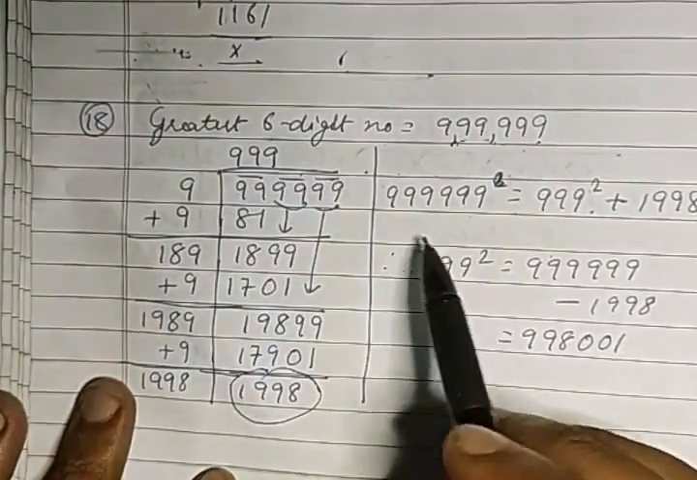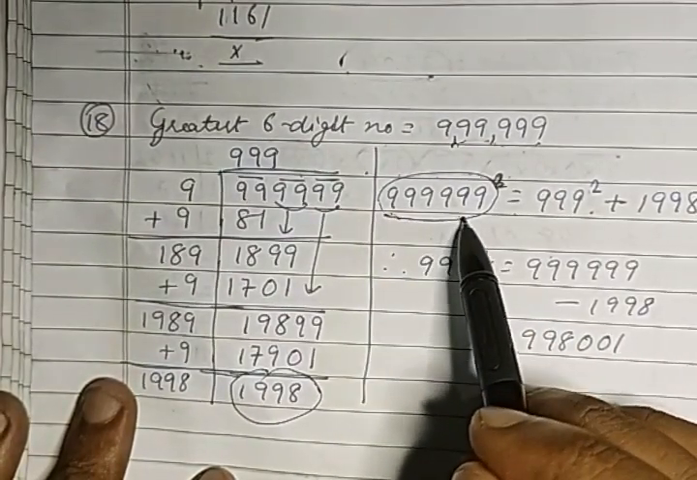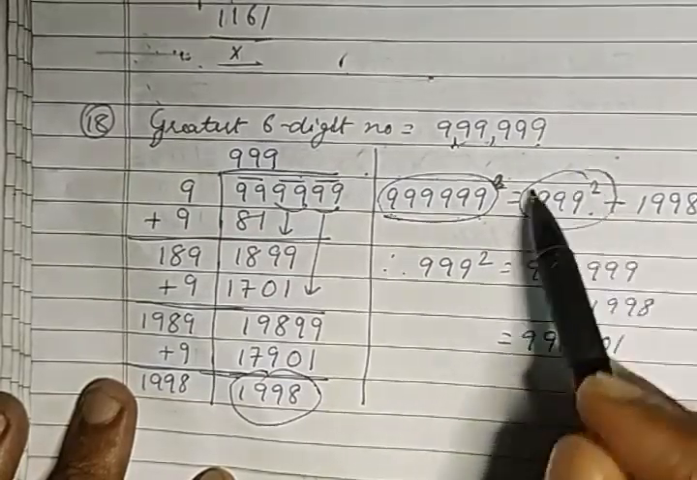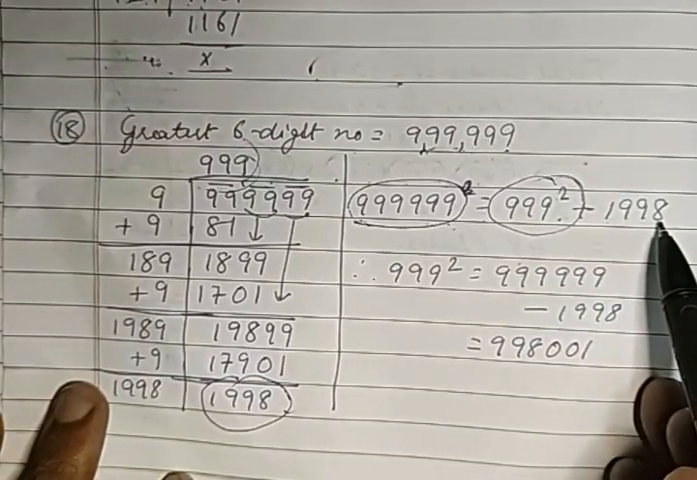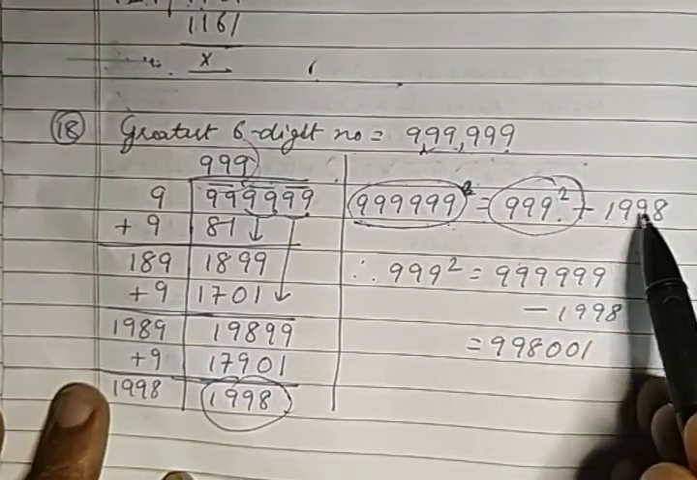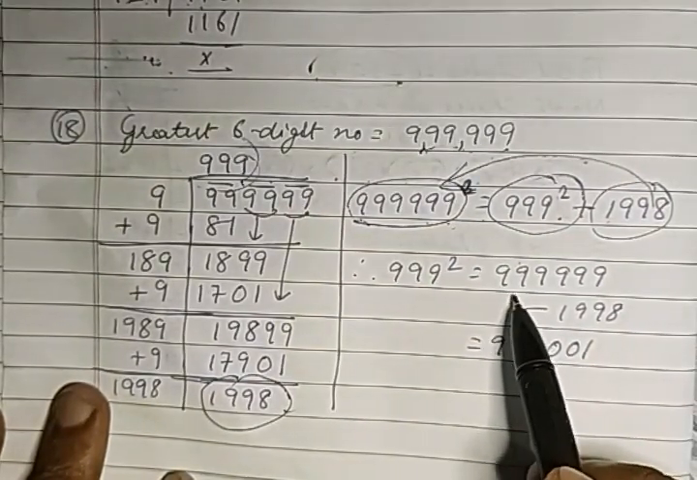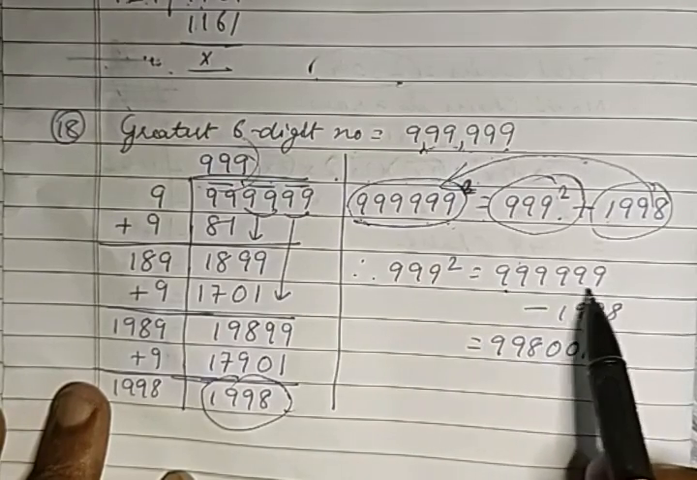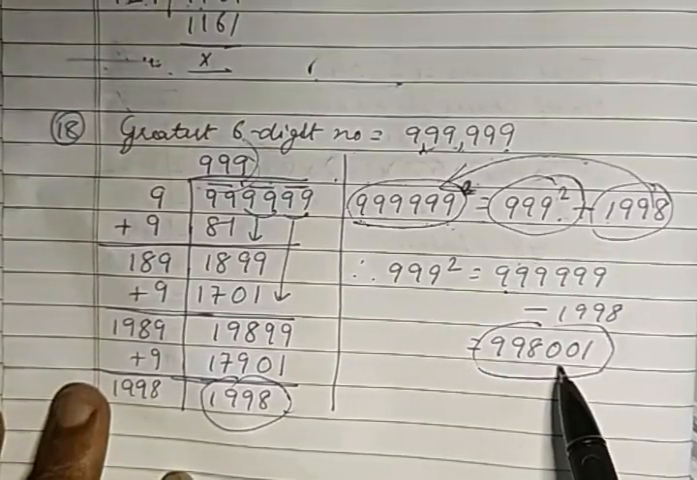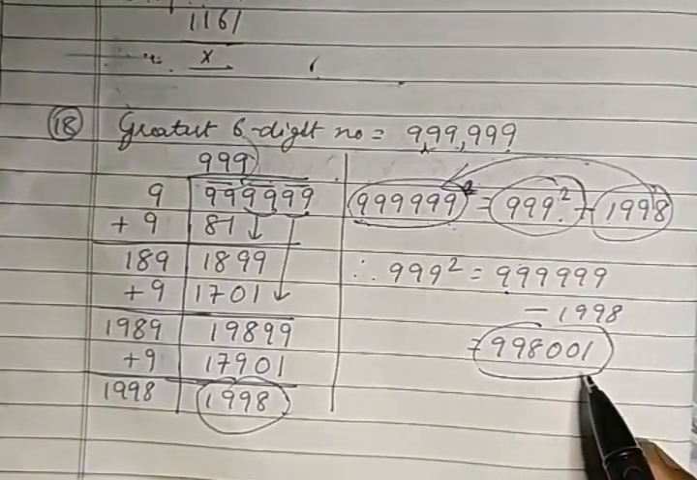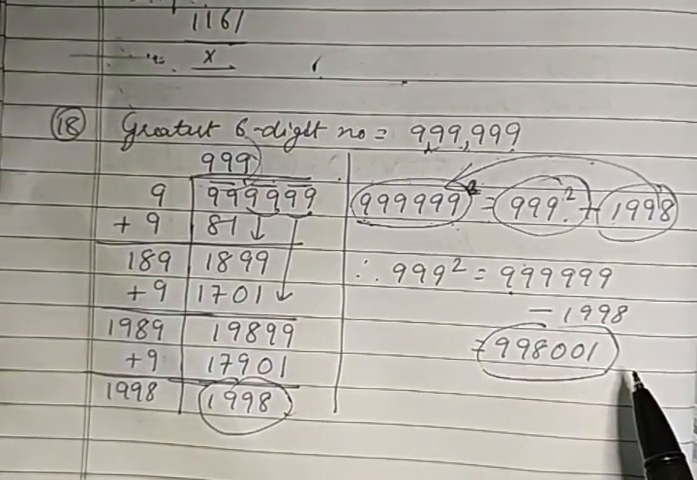So what I can understand is that 9,99,999 is obtained by adding the square of 999 plus the remainder 1998, right? Therefore, I will simply subtract this remainder from this number. So I am subtracting 9,99,999 minus 1,998, and I am getting 998,001, which is the perfect square, the greatest 6-digit number which is a perfect square.